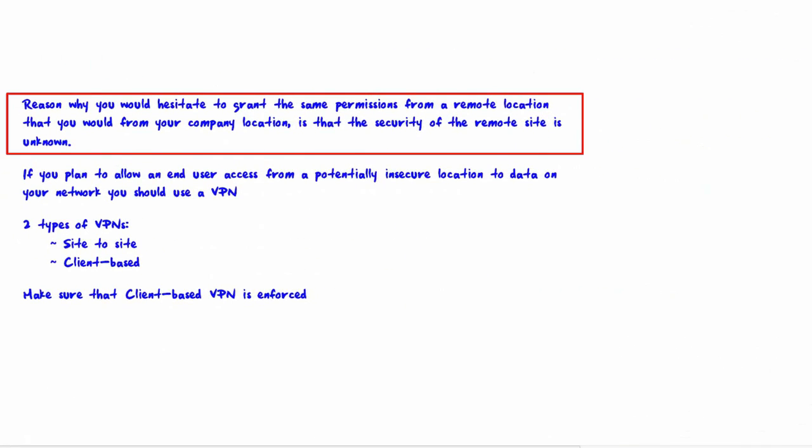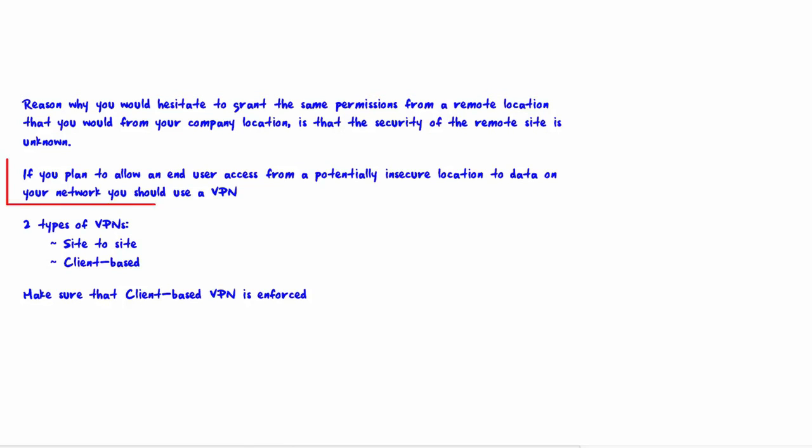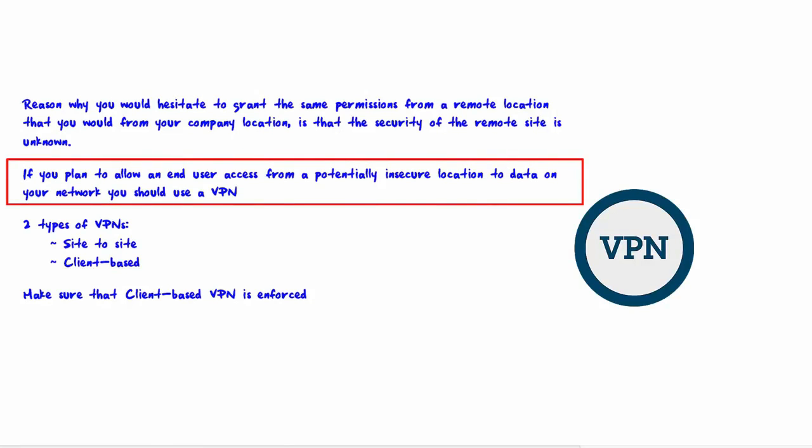The reason why you would hesitate to grant the same permissions from a remote location as you would from your company location is that the security of the remote site is unknown. If you plan to allow an end user access from a potentially insecure location to data on your network, you should use a VPN. A VPN provides secure communication over an insecure public network. So what's going to happen is the data that goes back and forth will be encrypted.